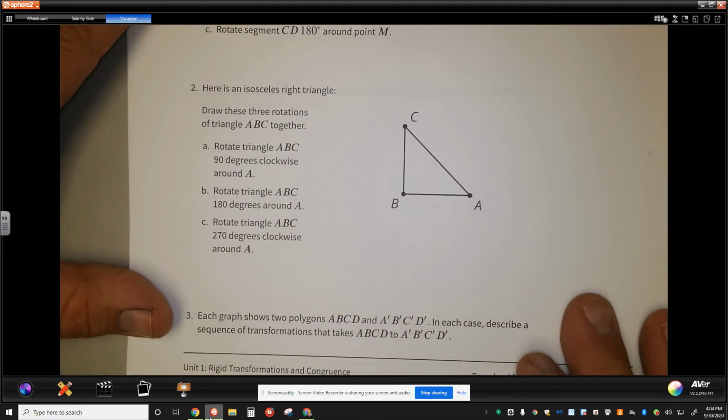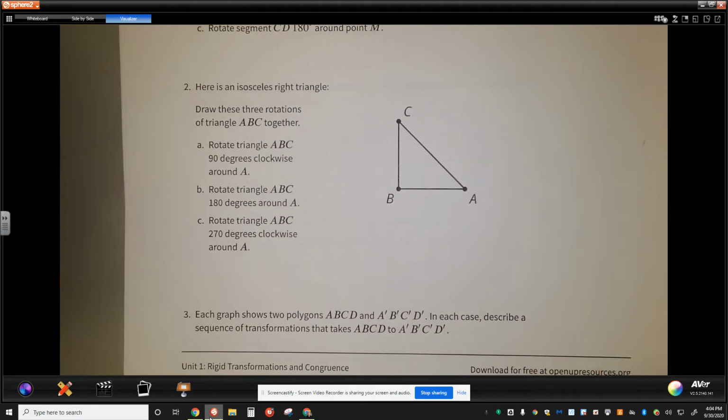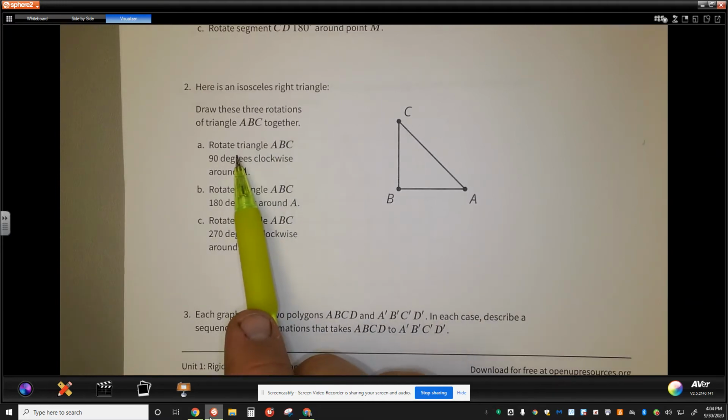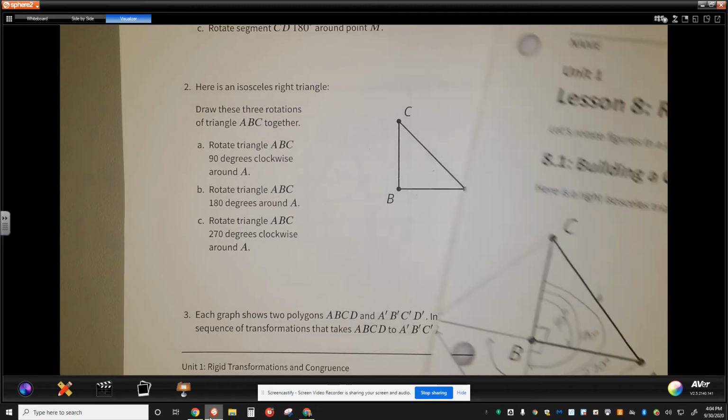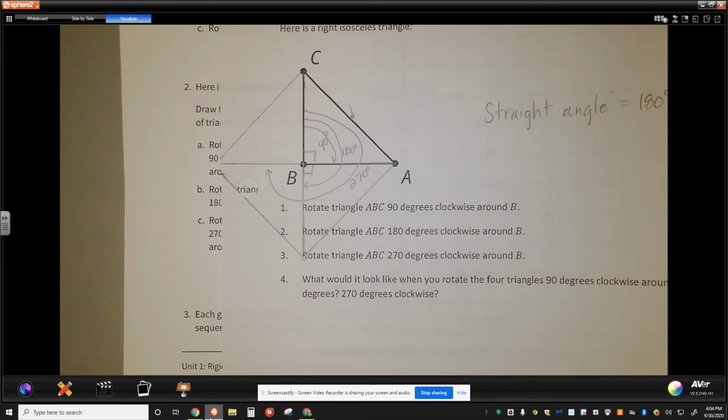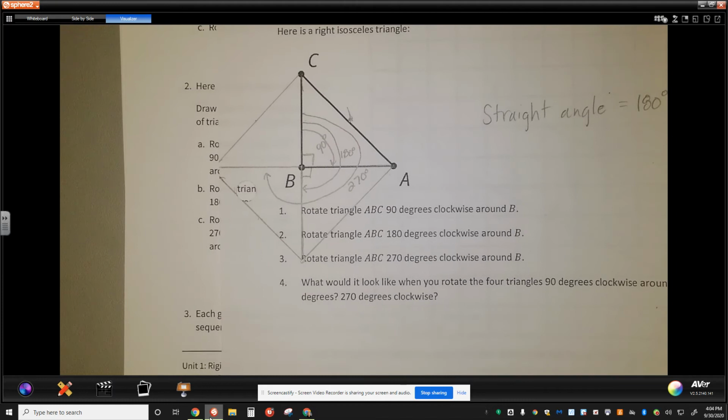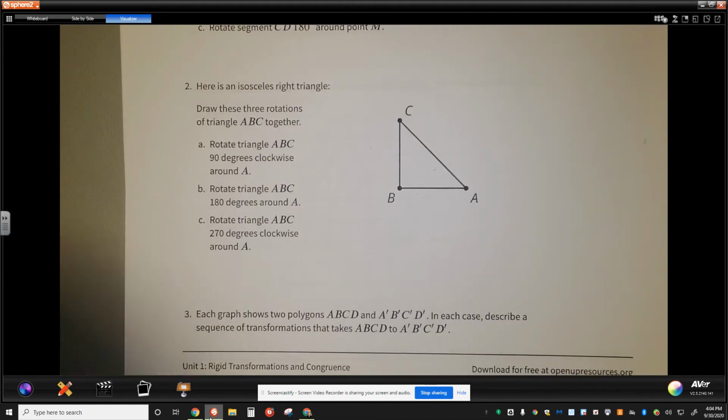As we look at the homework for the next problem, I see this one that says draw these three rotations of triangle ABC. I'm going to rotate triangle ABC clockwise 90 degrees. Then I'm going to rotate triangle ABC 180 degrees and 270 degrees. And that just sounds super familiar, almost like I've done that before. Refer back to this part of the lesson, and that should help you with your homework.